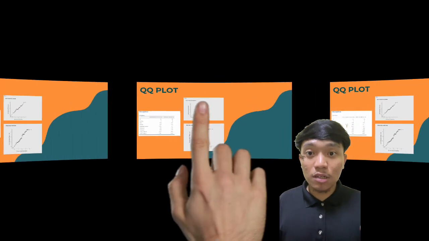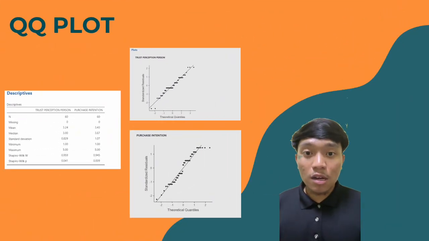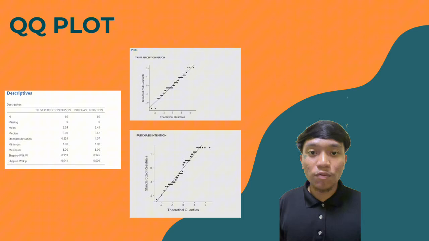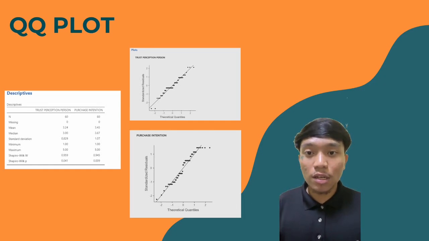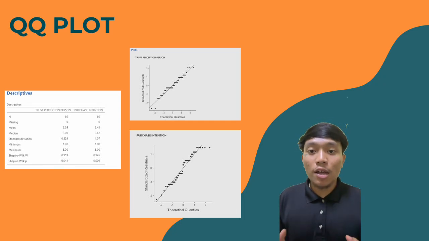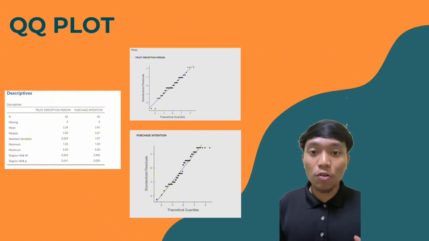Next, I will explain the result of the normality test. The purpose of the normality test is to determine whether the data collected follow a normal distribution. This step is important because the result helps us decide which statistical test is the most appropriate for analysing the data. If the data is normally distributed, we can use a parametric test. However, if the data is not normally distributed, a non-parametric test is more suitable.